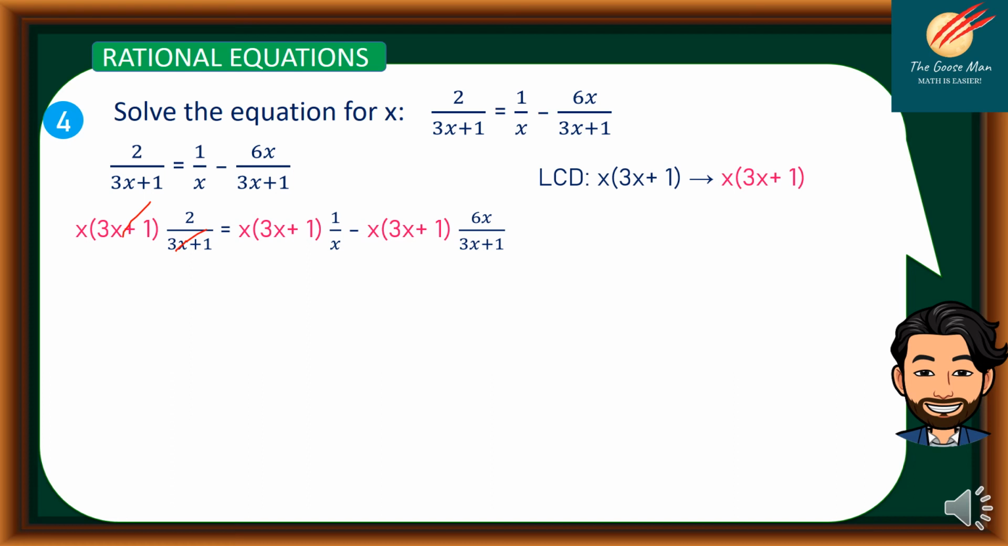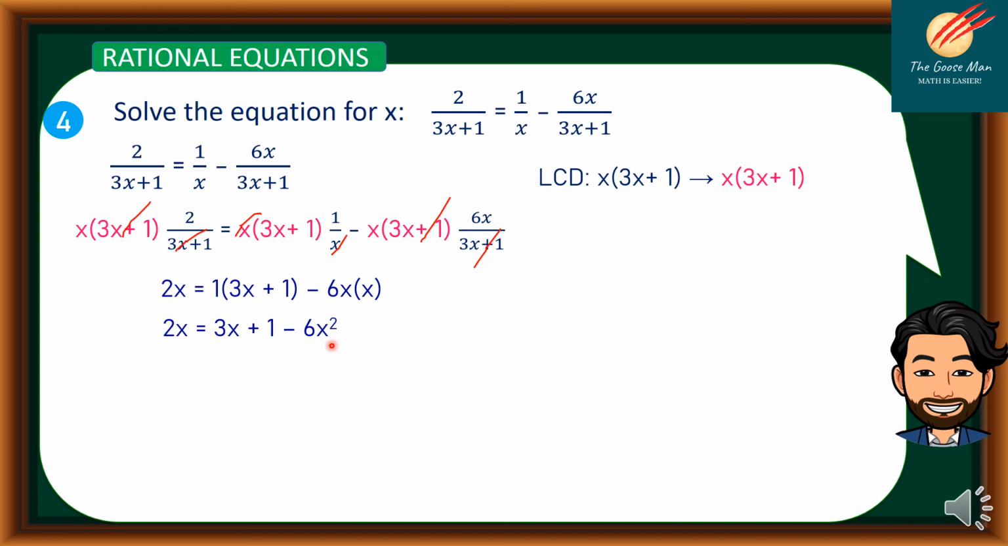Take note that I can remove the common factor 3x plus 1 here. Then we have x and x, as well as 3x plus 1 and 3x plus 1. Leaving that, we have the expression 2 times x, or x times 2, is 2x. Then we have 1 times the expression 3x plus 1 minus 6 times the expression x. Simplifying further, 1 times 3x is 3x, then 1 times 1 is 1. Then minus 6x times x is negative 6x squared.